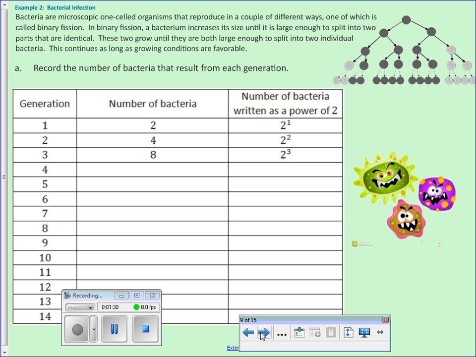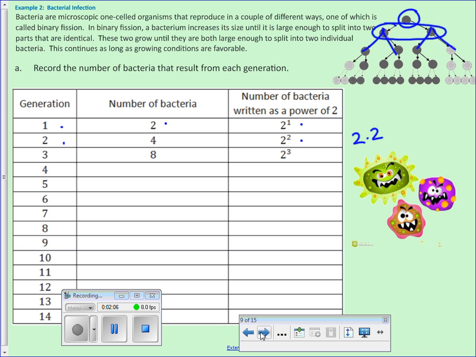So here's our first generation. We have one. Then it's split off into two. So our first generation created two bacteria, so that would be written as an exponent, 2 to the first power. Now here is our second generation. Each one of those split into two. So our second generation was 2 times 2. 2 times 2 can be written as 2 squared, or 2 to the second power.